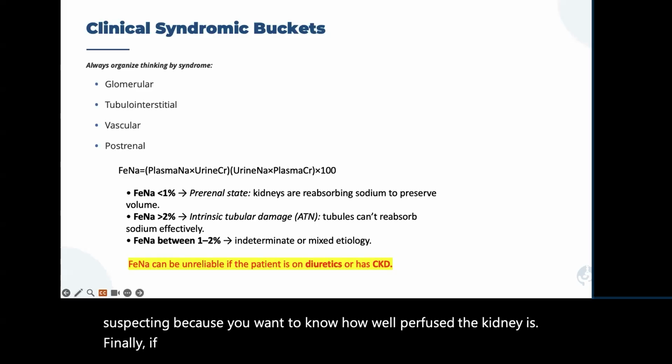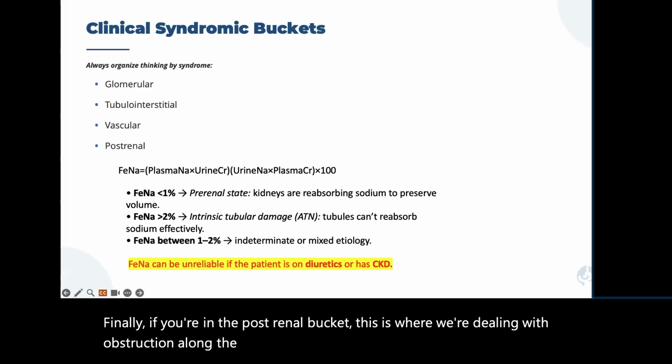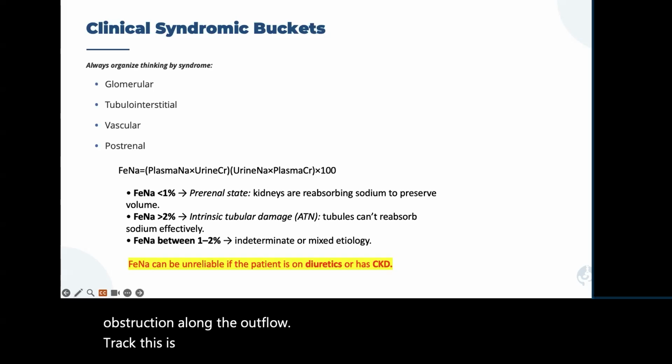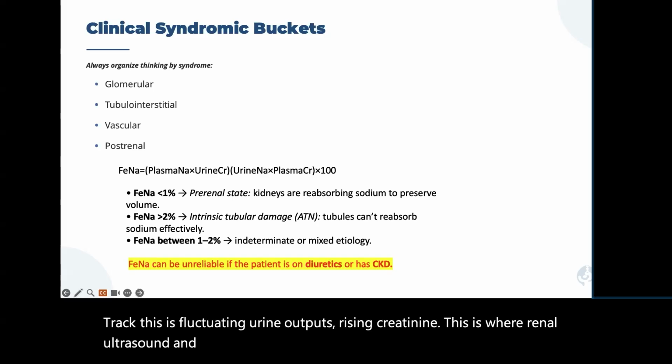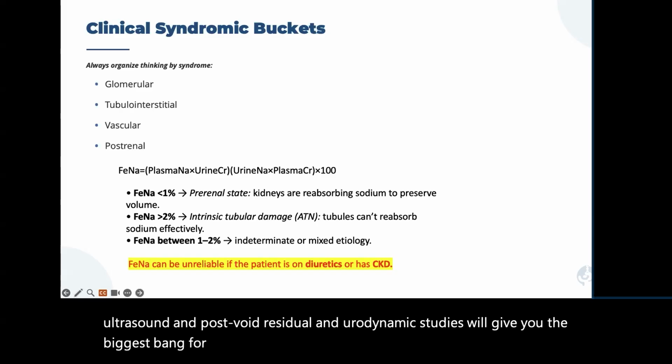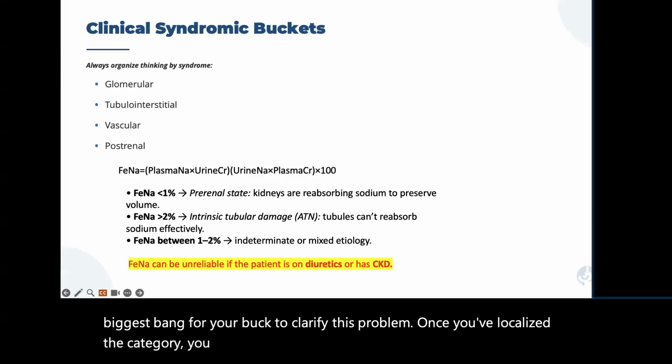Finally, if you're in the postrenal bucket, this is where we're dealing with obstruction along the outflow tract. This is fluctuating urine outputs, rising creatinine. This is where renal ultrasound, post-void residual, and urodynamic studies will give you the biggest bang for your buck to clarify this problem.